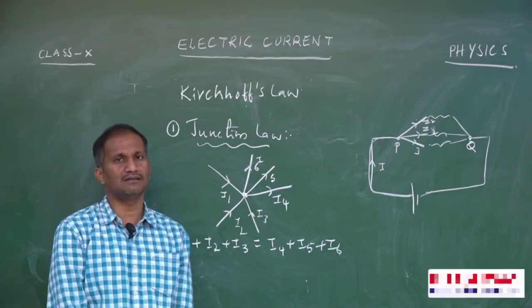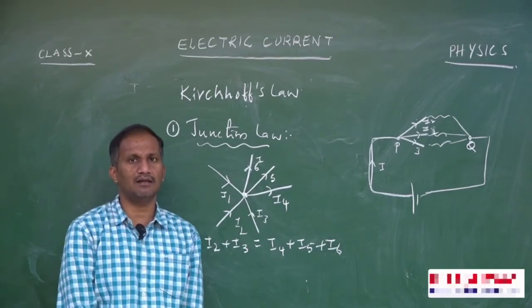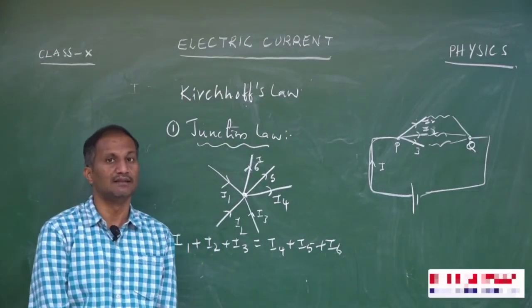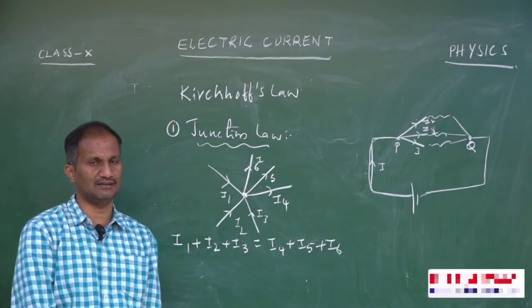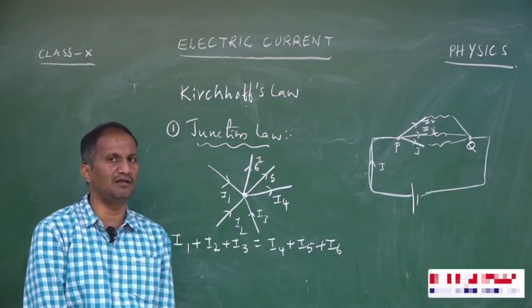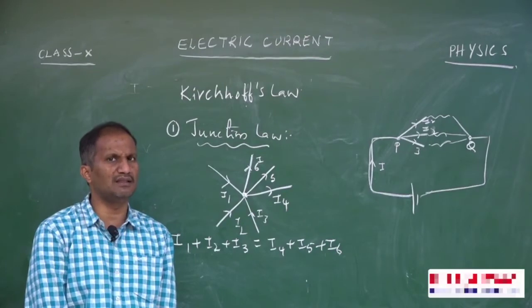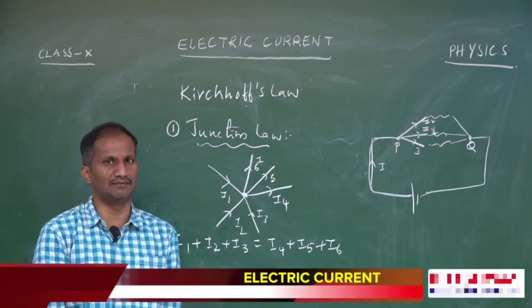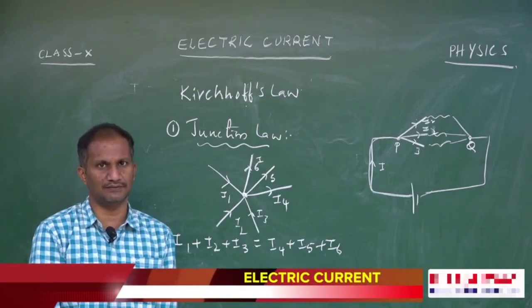And this law is based on the law of conservation of charges. The most important point is the law of conservation of charges. Why? Because the amount of charge entering the junction point is equal to the amount of charge leaving that junction point. That is, here the charge is conserved. There is no loss of charge.